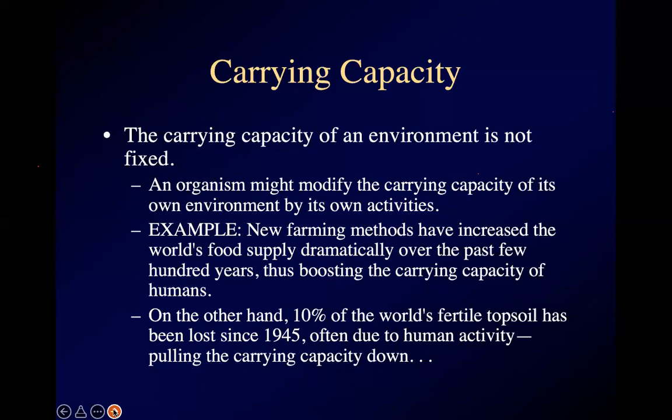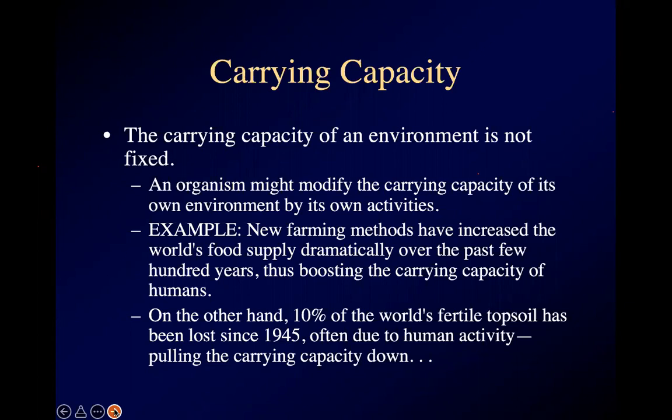Humans are extremely good at modifying the carrying capacity. New farming methods have boosted the world's food supply over the past few hundred years. It was thought that the global population might end up topping out at about 2 billion, and it hasn't done that. And that's because humanity's gotten really good at increasing our own carrying capacity. However, in some areas, we're decreasing our species' carrying capacity.